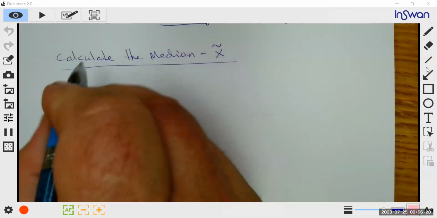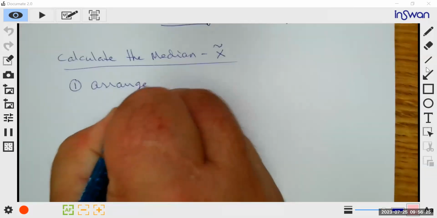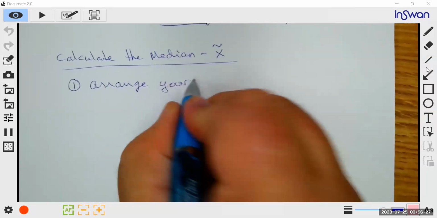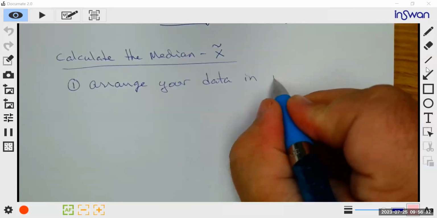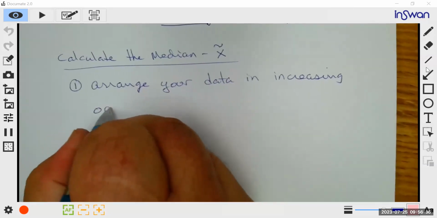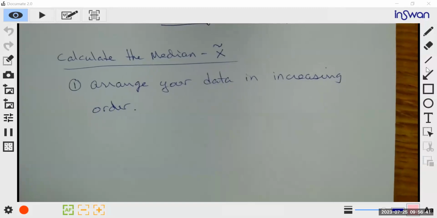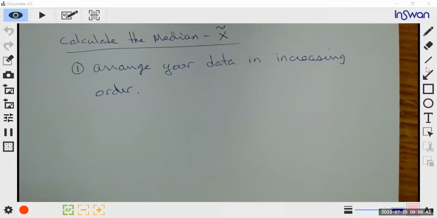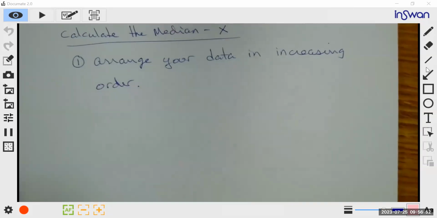First step. Arrange your data in increasing order from smallest to largest. Why do we do that? Yeah, because we're looking for the middle number of the whole data set.